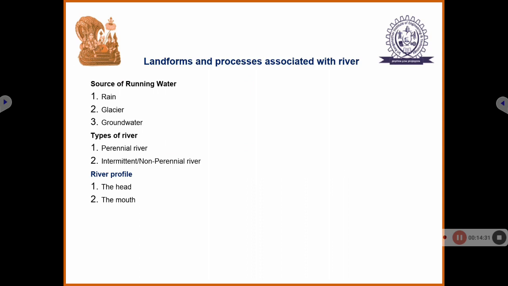The source of running water can be rainwater, or a glacier in a mountainous region, or groundwater below ground level. Now we'll see the types of river. There is the perennial river and the non-perennial river. The river, acting as a movement of water, makes the soil be transported from one place to another. And the river profile runs from the head to the mouth.